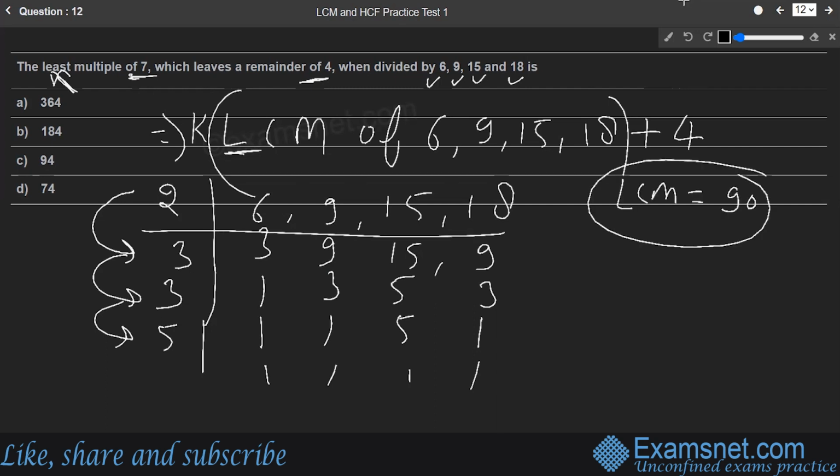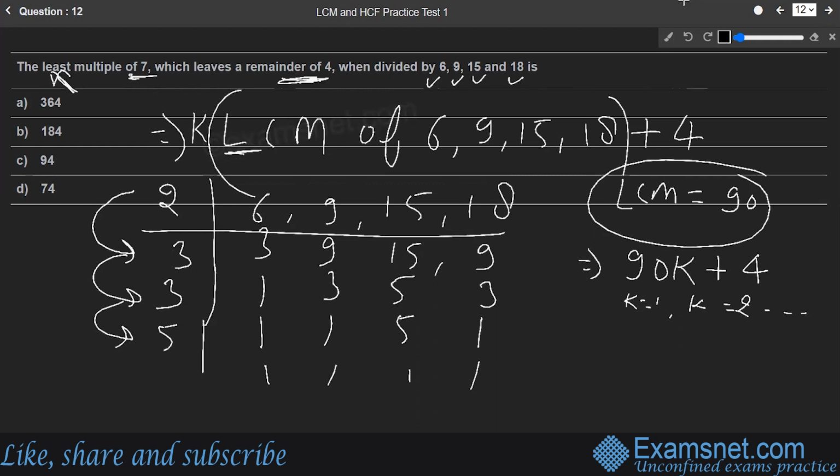Now to find a number which leaves a remainder of 4 and is a multiple of 7 as well, we go by a series. The number should be of the form 90k plus 4. So we'll keep putting k equal to 1, k equal to 2 and so on, till the time we find the least multiple of 7.